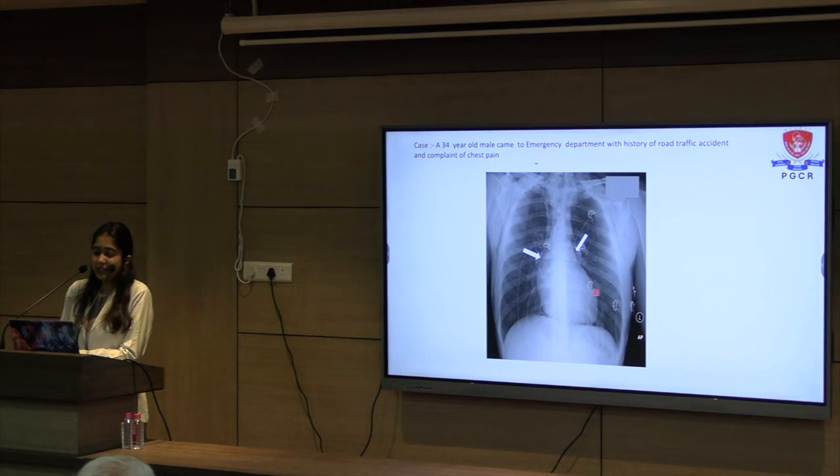So we can appreciate increased lucency along the left heart border, along the lateral aspect of the trachea. So this is suggestive of pneumomediastinum. We can also see subcutaneous or surgical emphysema in the neck region and along the bilateral chest wall.